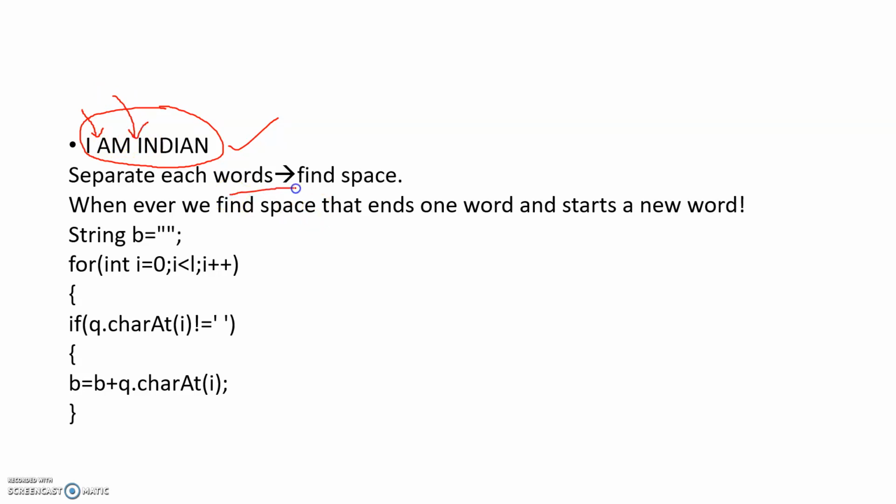So to separate each word, you have to find the space, and this is the whole concept of this program and programs related to this topic. So you have to find this space. Whenever we find a space, that ends one word and starts another word. Like here, I, then space, then am; that means one word is ended, that word is I, and then am is started.